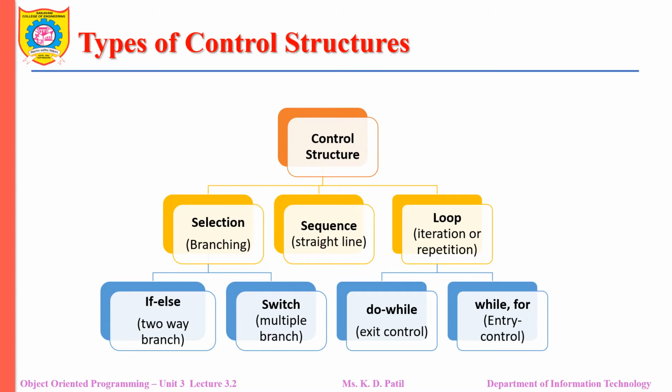The selection or branching structure is further divided into two-way branching and multiple branching. The example of two-way branching is the if-else statement, and for multiple branching we can use the switch statement. The loop statement is further divided into do-while, and while or for loop. The do-while loop is the exit control loop, whereas the for and while loops are entry control loops.